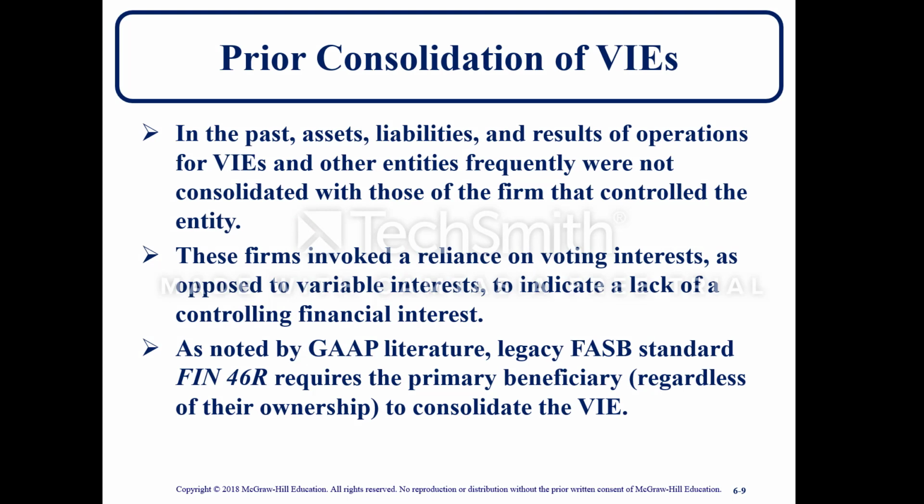So, prior consolidation of VIEs. In the past, assets, liabilities, and results of operations for VIEs and other entities frequently were not consolidated with those of the firm that controlled the entity. These firms invoked a reliance on voting interest as opposed to variable interest to indicate the lack of controlling financial interest. As noted by GAAP literature, legacy FASB standard FIN 46R requires the primary beneficiary, regardless of their ownership, to consolidate the VIE. One of the reasons this came about is, as you well know, that we've talked about it in many chapters in many books, the Enron scandal.